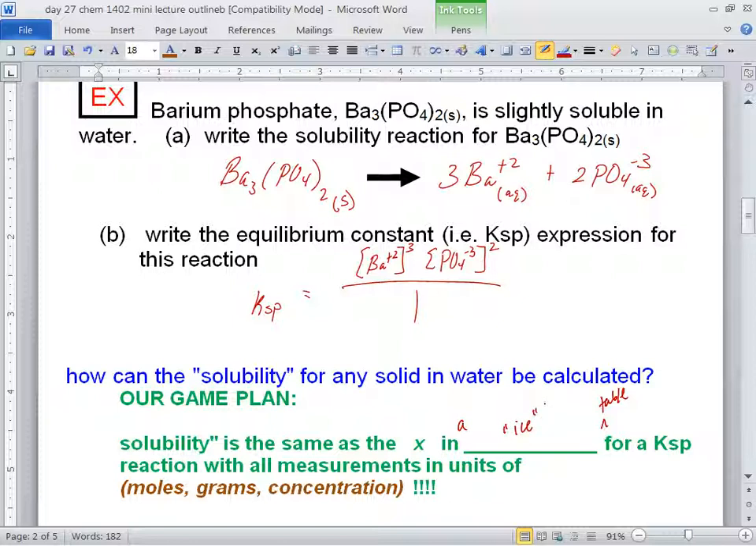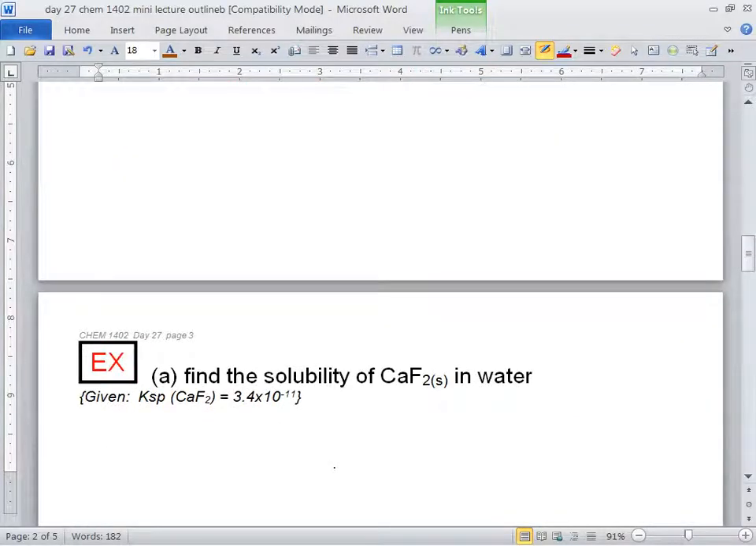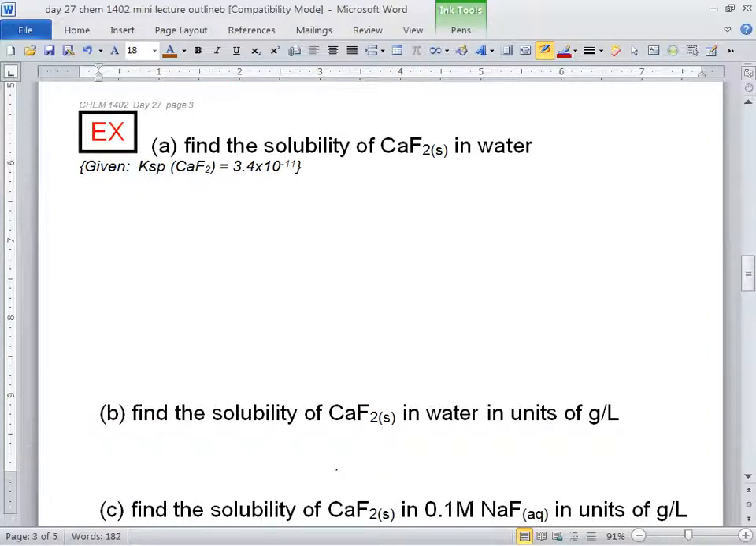Now, to make this work, Cameron, all the measurements in that ice table have to be in units of... Concentration. Everything has to be in units of concentration. Otherwise, this is not going to work. Okay, so we've got the game plan. The game plan is you get a question like this. What's the solubility? And then, just remember, it's the X in ice. Well, if you have ice, you have to have a reaction, and that's going to be the KSP reaction.